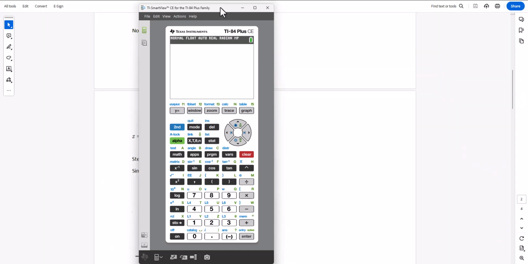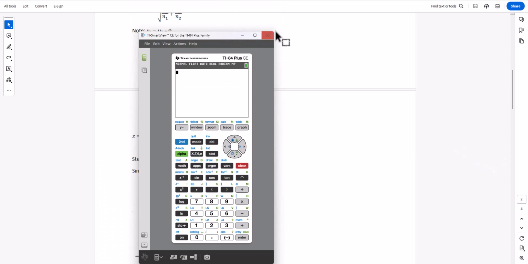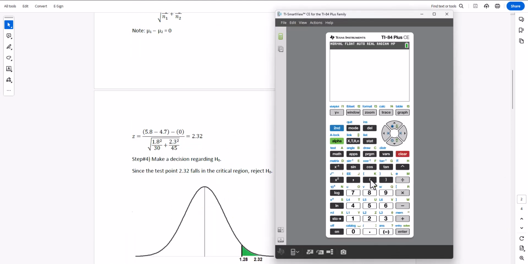I will demonstrate how to key that in a calculator. What I typically do is I use parentheses. I type in the difference in the sample means, divided by the square root. I keep everything in the square root. So we have 1.8 squared divided by 30 plus 2.3 squared divided by 45. And that gives us, when we round to two decimals, 2.32.